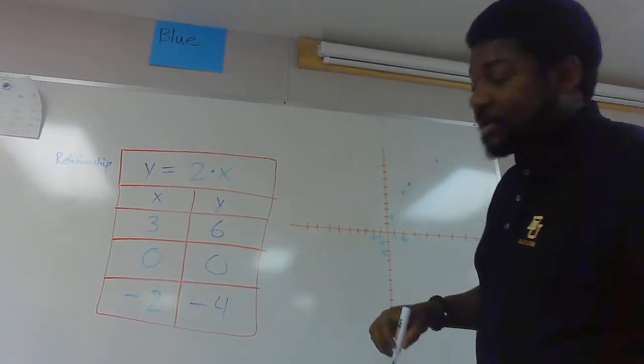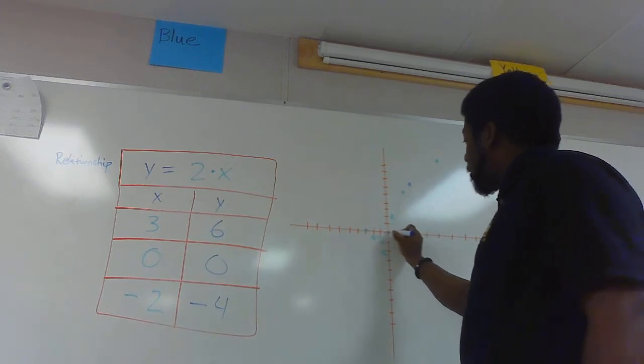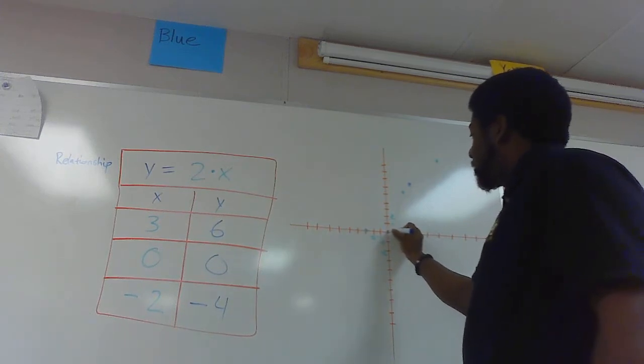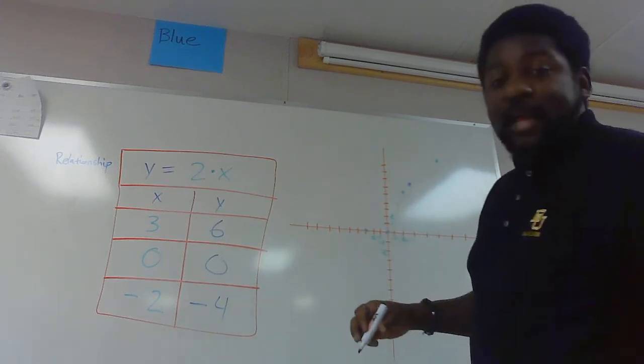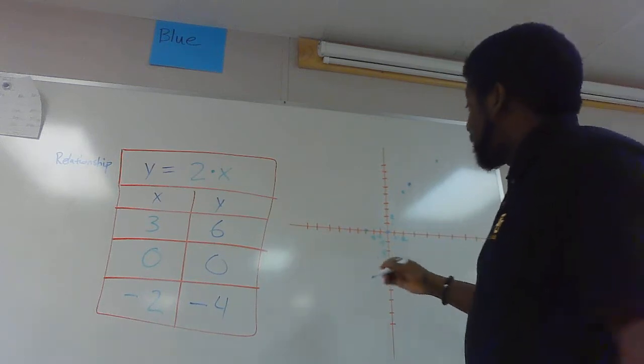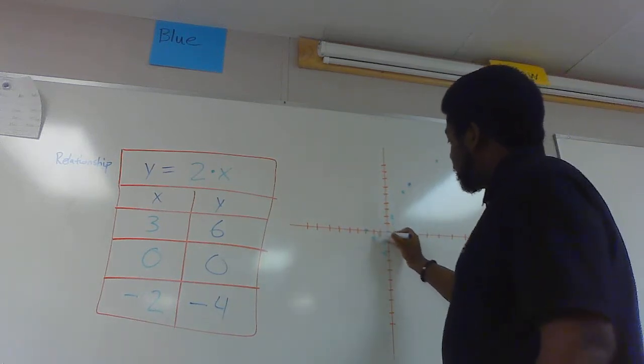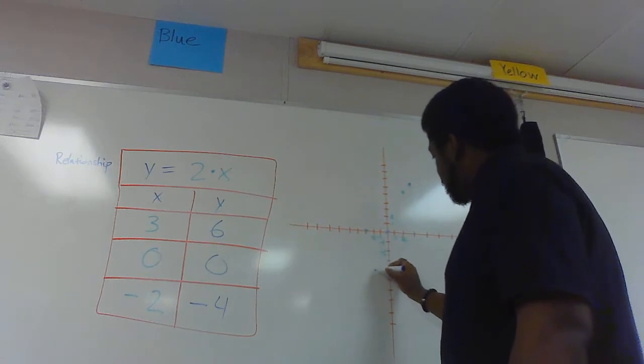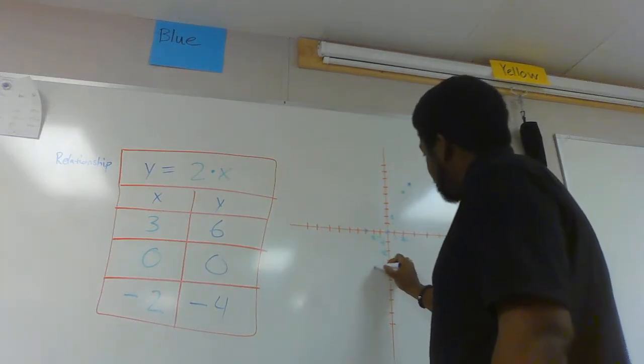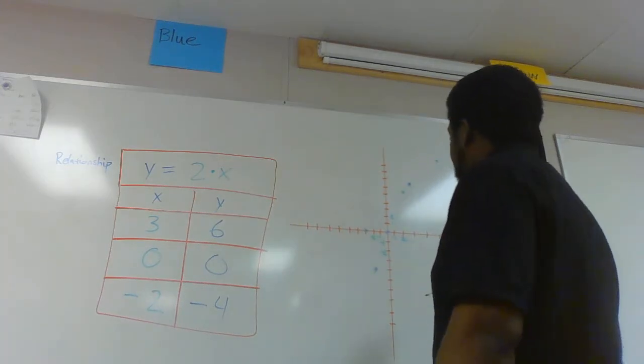My next point is at 0, 0, which is actually called the origin. We've talked about that before. And the last point is at -2, -4. -2, down 1, 2, 3, 4. -2, -4 is right about here.